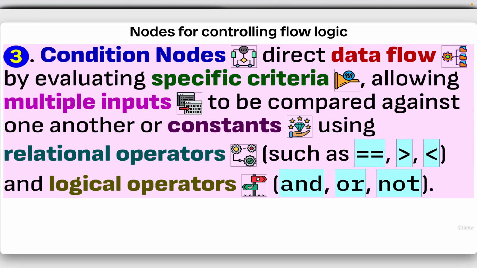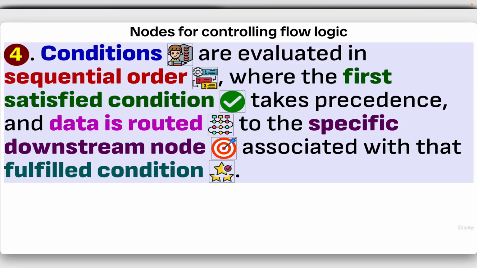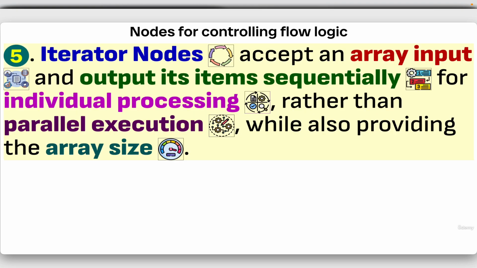Condition nodes direct data flow by evaluating specific criteria, and that allows multiple inputs to be compared against one another or constants using relational operators such as equal to, greater than, less than, and logical operators like and, or, not. Conditions are evaluated in sequential order, where the first satisfied condition takes precedence, and data is routed to the specific downstream node associated with that fulfilled condition.